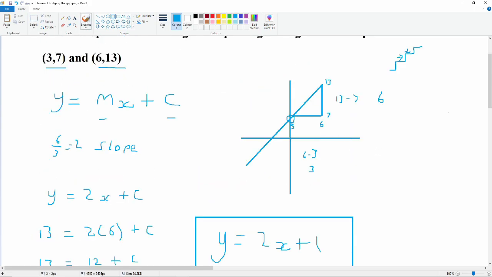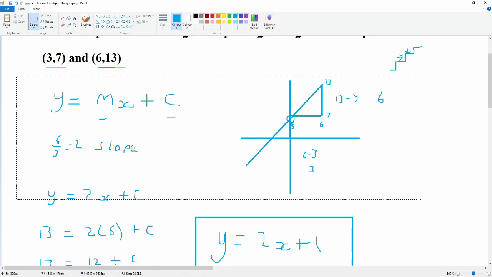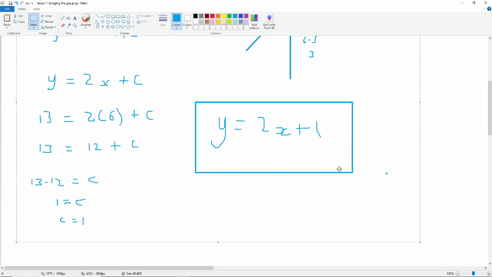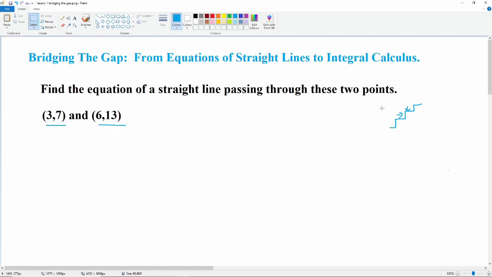Now for the new terminology. I'm going to do this exact same thing again, but this time I'm going to use slightly new terminology. Alright, so we've got our graph.